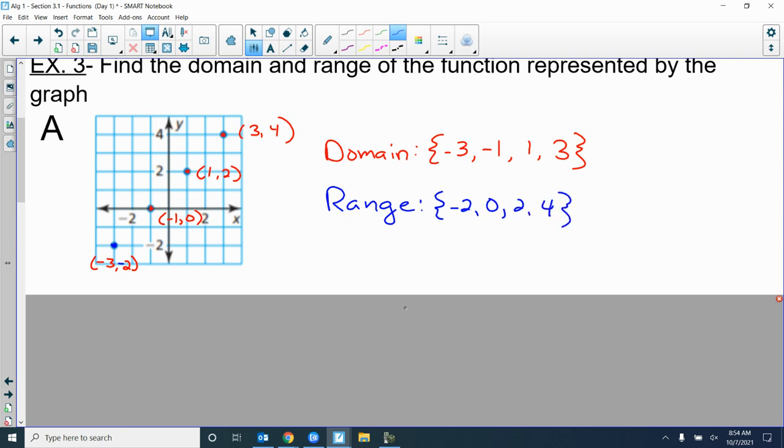That's my range. Okay, that's all the range. Just those 4 values for each of them, because there's only 4 points, right? There's only 4 points. All right, B.